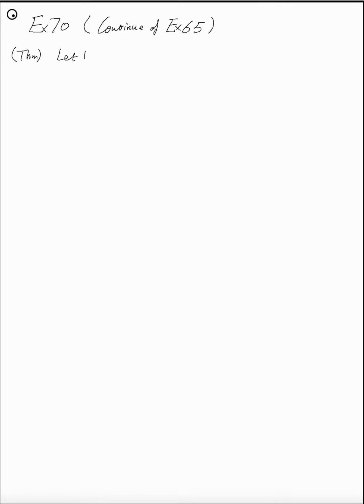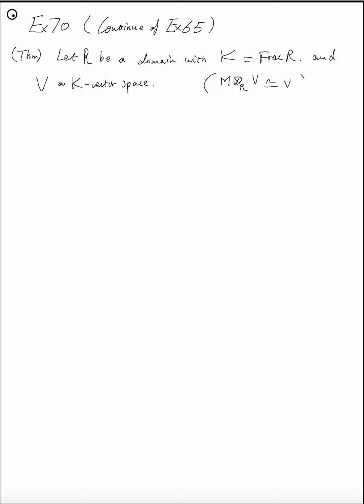So let R be a domain, a similar setting as the last exercise, exercise 69, with K its fraction field, and V a K vector space. Quickly recall, last time we discussed that taking a submodule of K and tensoring over R with K gives a K vector space isomorphic to V, right?